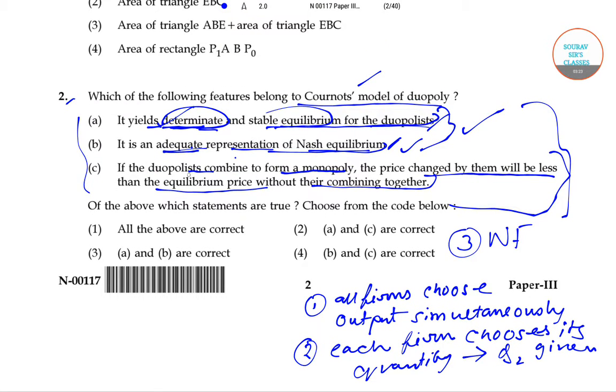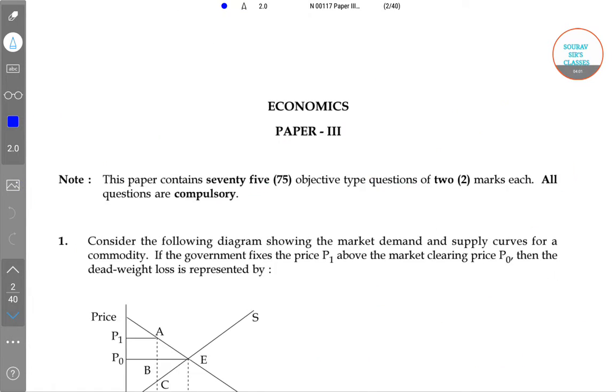Now, if the duopolists combine to form a monopoly, the price charged by them will be less than the equilibrium price without their combining together. This statement is not correct because the duopolists would not combine to form a monopoly. So we conclude that for question number 2, the right answer is option A and B, which goes with 3. So for question number 2, the right answer is option 3. Now we'll go to the next question.